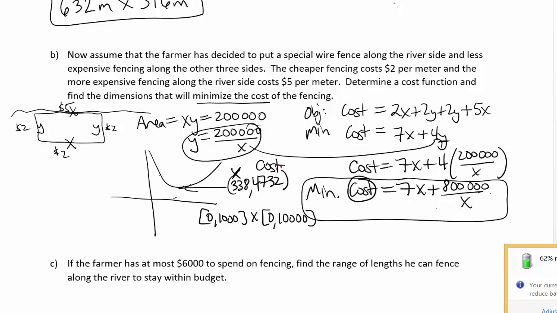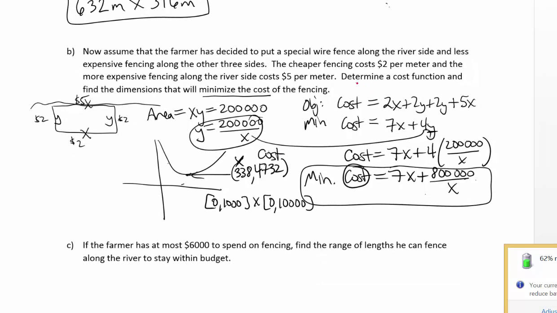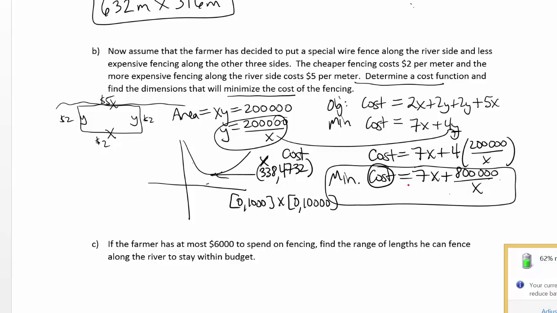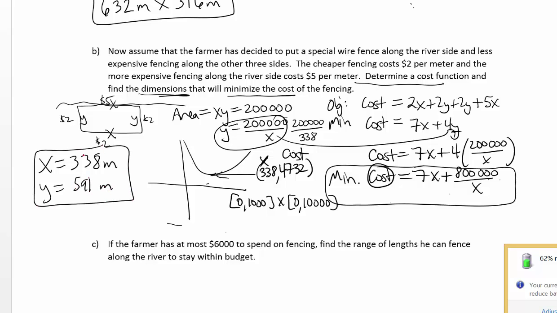Okay, so what is the question asking for? It wanted a cost function, and we got that right here. And then it wanted the dimensions as well. So the x dimension would need to be about 338 meters. And then to find y, go back to your constraint, and you could type into your calculator 200,000 divided by this 338, and that's going to give you a y that equals about 591. So that would be your meters. And so those are your two dimensions that are going to give you the cheapest cost for the fencing.